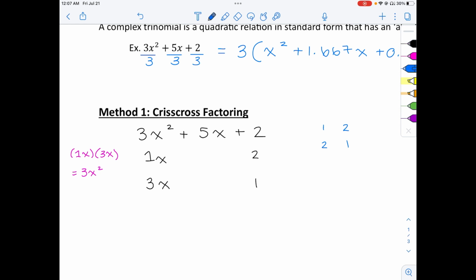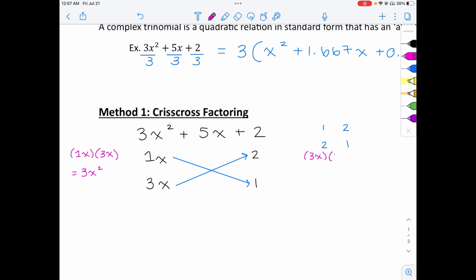And then what I'm going to do is draw a crisscross. That's where this method gets its name from. So I'm going diagonally between my numbers here, making that x in the middle. And I'm going to multiply following my arrows there. So the first one here, I'm doing 3x, and then I'm following that arrow, and I'm going to multiply by 2. I'm going to show this in pink here.